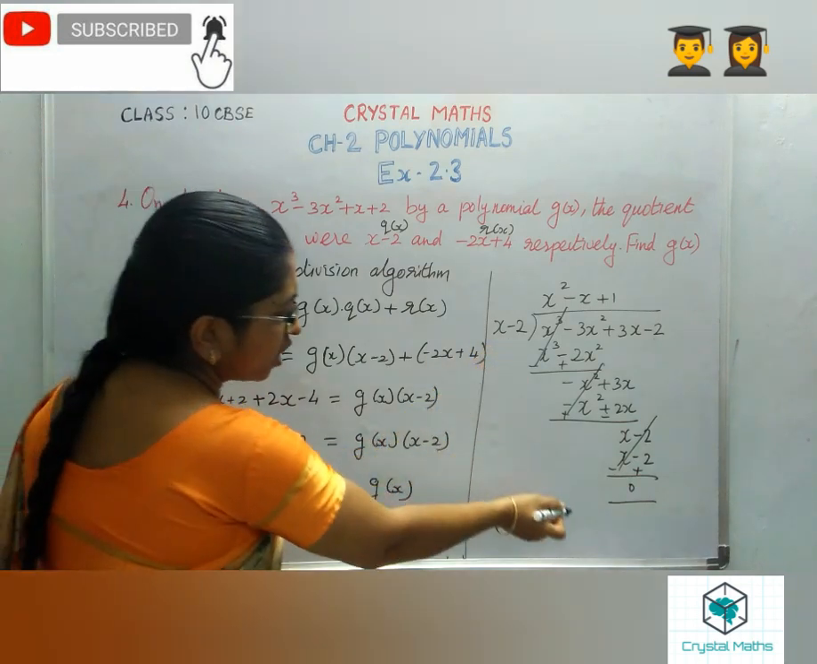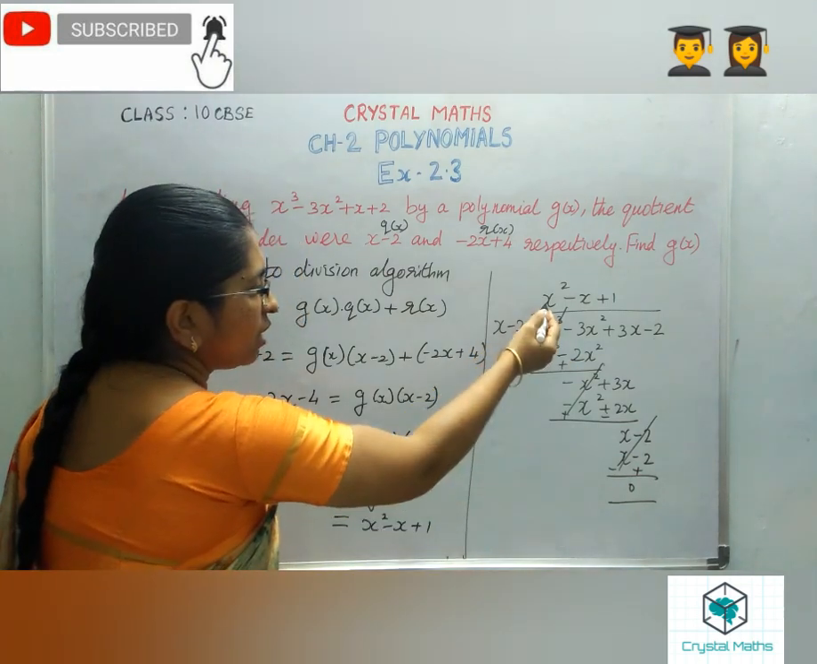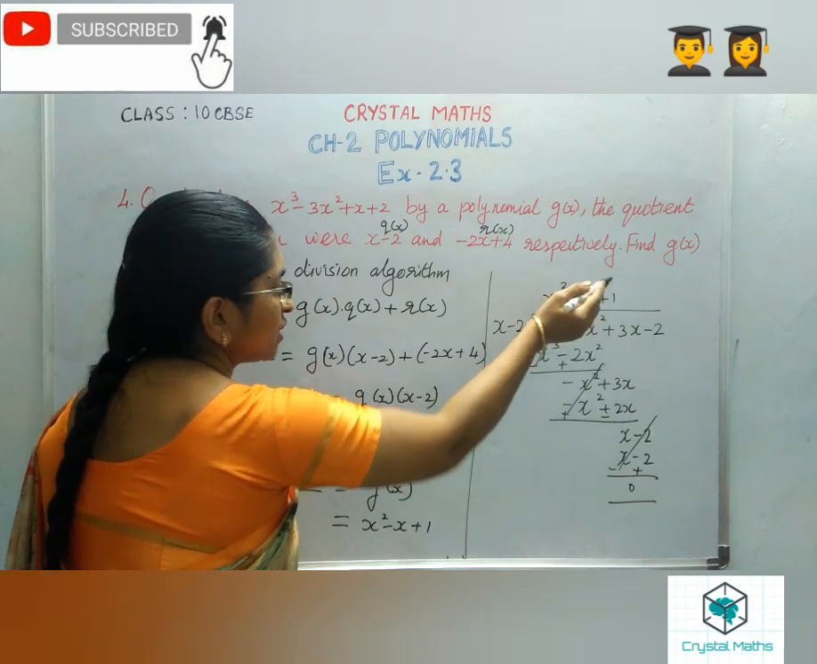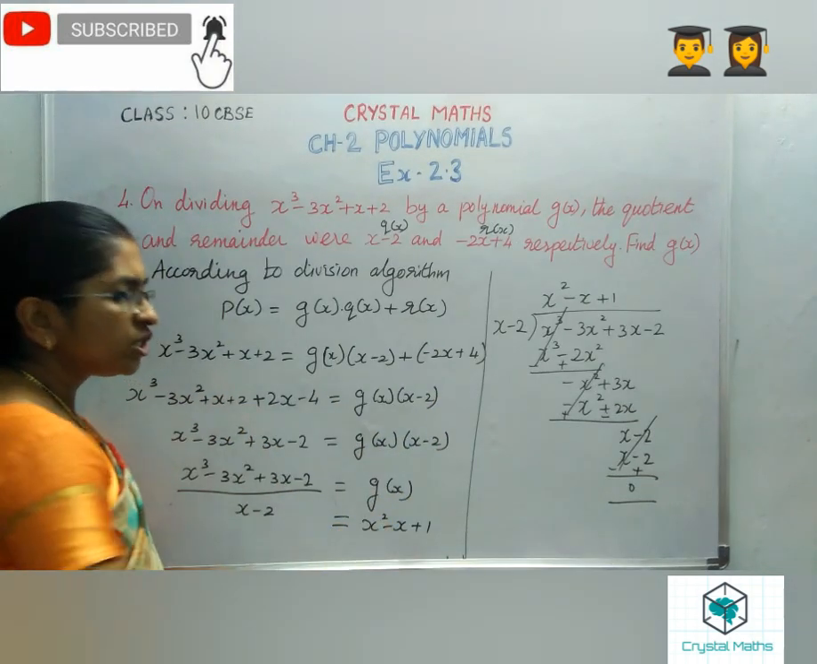I use the long division method here and I got the quotient as x square minus x plus 1. That is our required g of x.